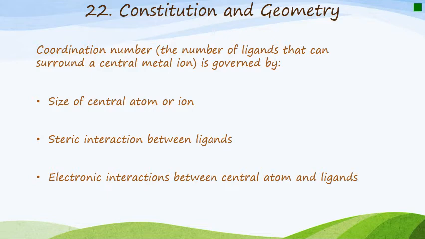Most of the geometries you're familiar with already because you've done bonding geometries and they're pretty much the same. But these coordination numbers are going to be affected by the size of the central atom or ion, any kind of steric interaction between ligands, in other words, how bulky the ligands are and whether they fit in the space around the metal. And then, of course, some electronic interactions between the central atom and the ligands themselves.